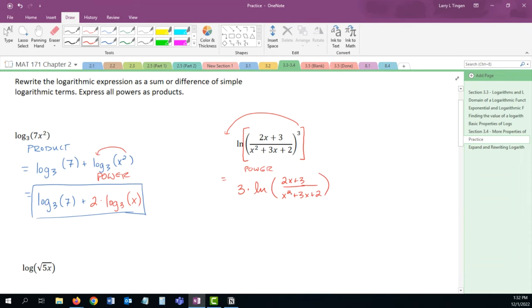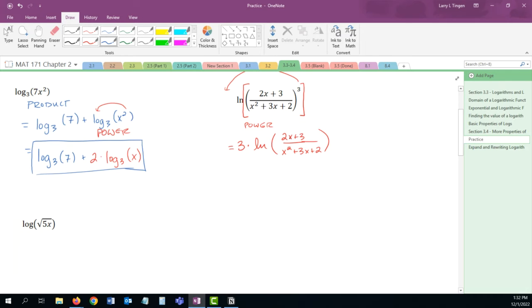All right, next. All right, well, now I have the natural log of a quotient. I have a numerator and a denominator. So now the quotient rule says that I can rewrite this as 3 times the natural log of the numerator, division on the inside, corresponds to subtraction on the outside.